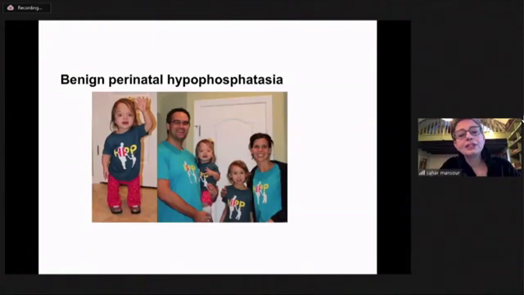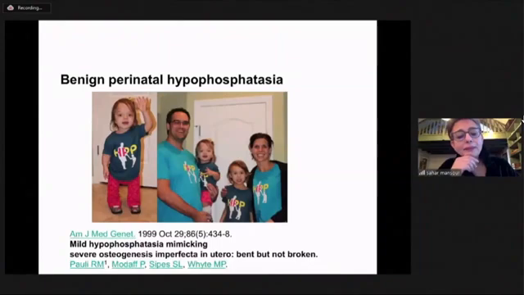And this condition was benign perinatal hypophosphatasia. So it looks like osteogenesis imperfecta antenatally, and it's been published. And I have never fallen for this again, because it is a really common and easy mistake to make.